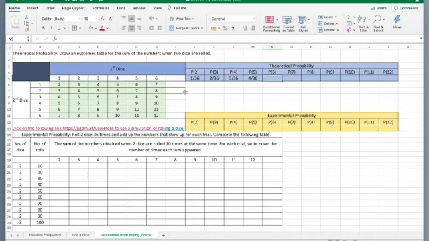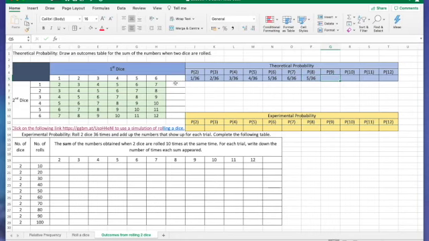What about 6? There's a 6 there, a 6 there, a 6 there, a 6 there, a 6 there. Altogether, we have 5 of them. So there are 5 6's, so it's 5 out of 36. Then the 7's, 1, 2, 3, 4, 5, 6. We have 6 7's, so it's 6 out of 36. And then 8 is 1, 2, 3, 4, 5. Right, 5 out of 36.